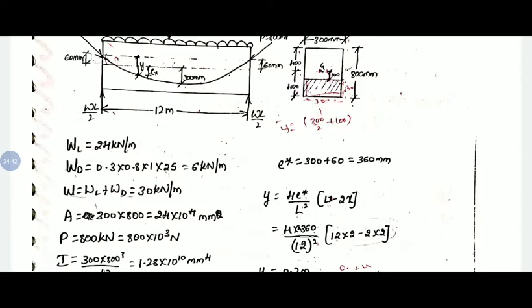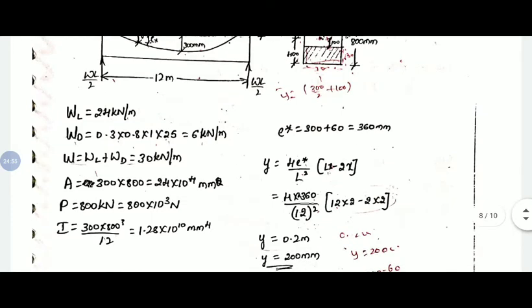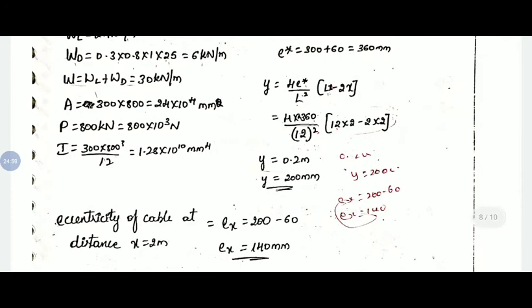Eccentricity above the neutral axis as well as below the neutral axis we have. Above the neutral axis it is 60, below the neutral axis it is 300. If you take the overall depth of the cable with respect to the support at 2 meter distance, we have 200 mm. So eccentricity is with respect to the centroidal axis. So 200 minus eccentricity above the neutral axis, 60. So the actual eccentricity of the cable below the neutral axis at 2 meter distance from the left support is 140 mm.